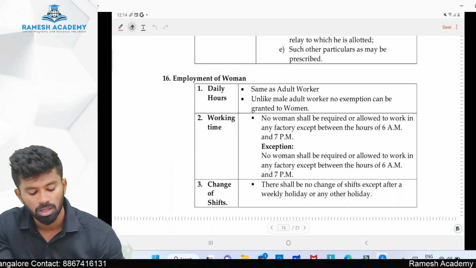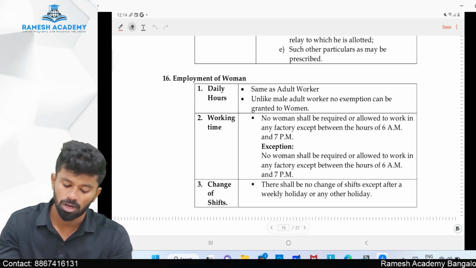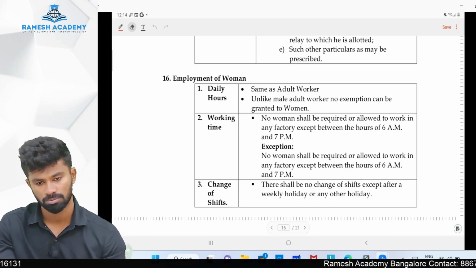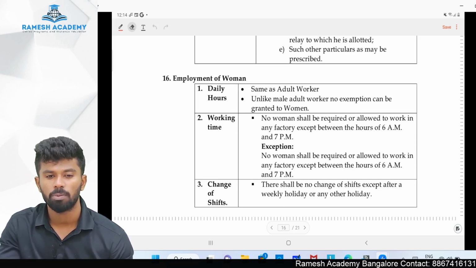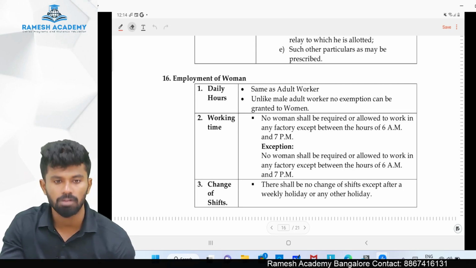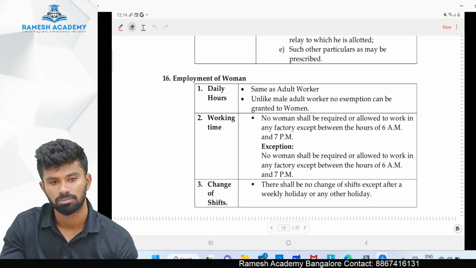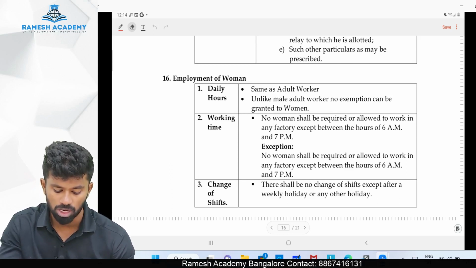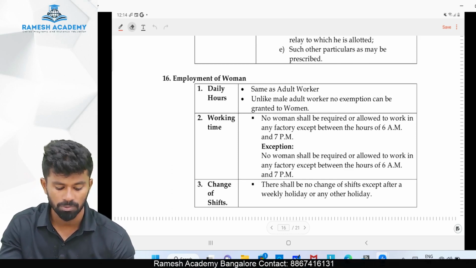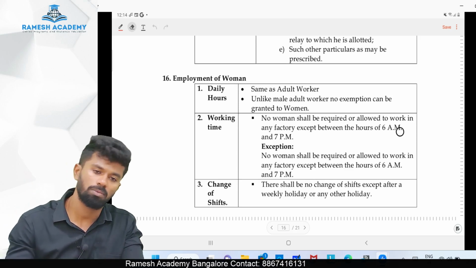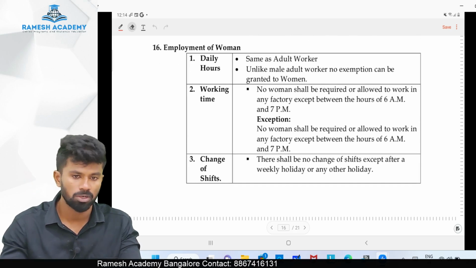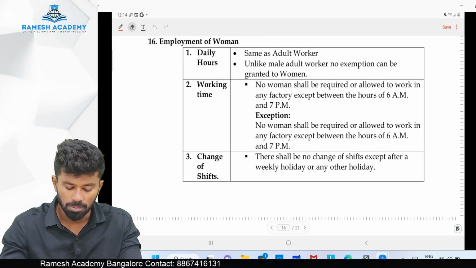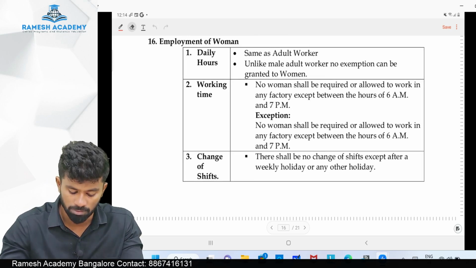Working time: no woman shall be required or allowed to work in any factory except between 6 am and 7 pm. So women cannot be employed before 6 am or after 7 pm. No woman shall be required or allowed to work between that time, but with the permission of the government, they can be made to work beyond 7 pm also. Change of shift: there can't be a change of shift without a holiday between the change of shift.